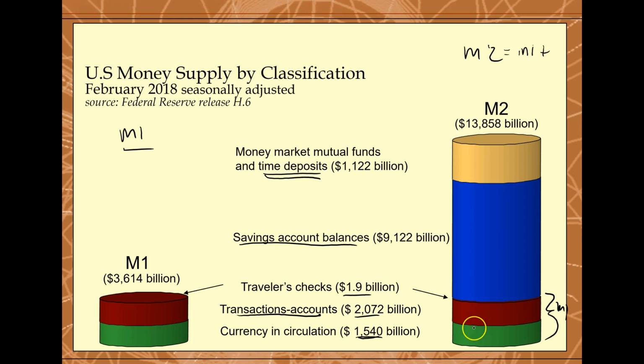The currency, look at this. Currency in circulation is roughly only about, what, 10% of the overall money supply. This comes as a shock to some people. Most people think of the money supply as cash or coin. But in reality, it is a small fraction.